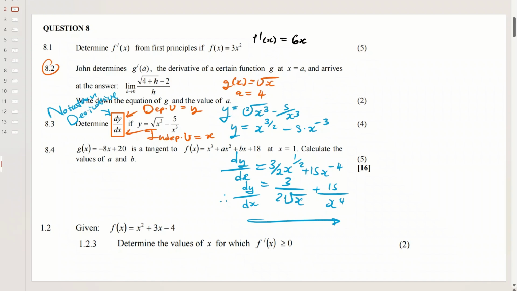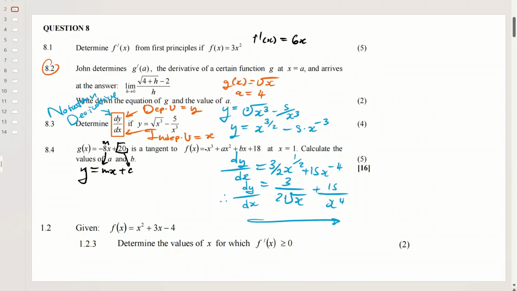This is 8.4. They say that g of x is given as that, and this is the straight line, guys. You treat g as y. This is y is equal to mx plus c. So your -8 is m. Your 20 is the constant, which is the value of c. So they say that it's a tangent to your function f of x.